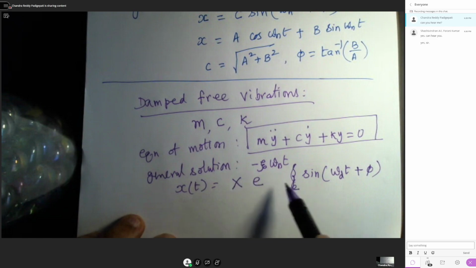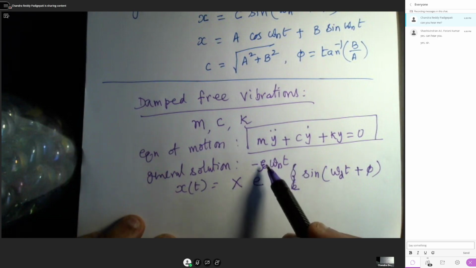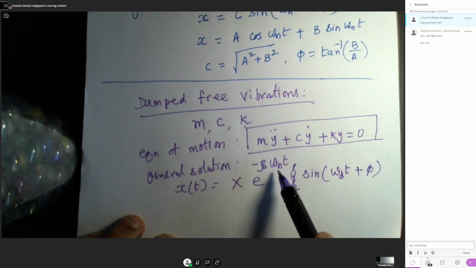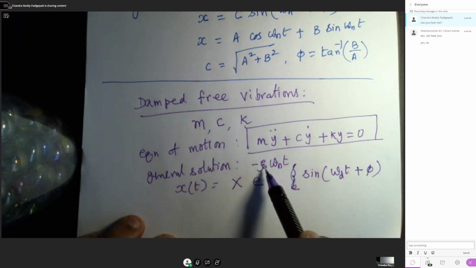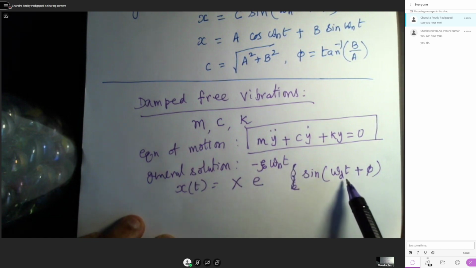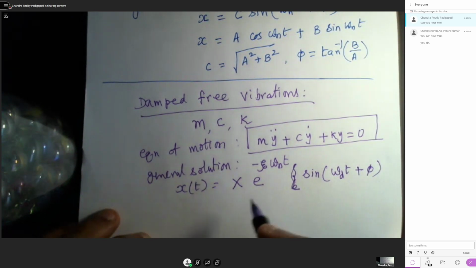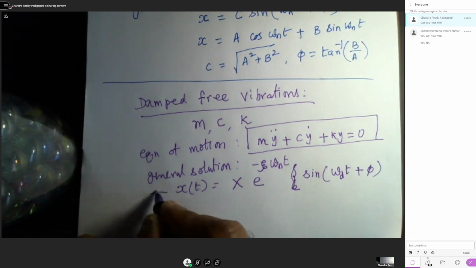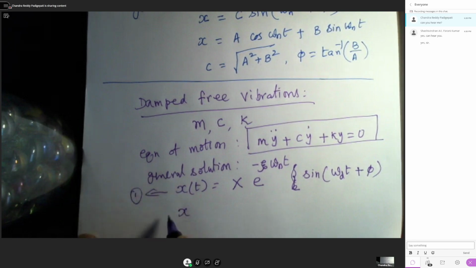So this is in one format. We can write x, the amplitude, exponential power minus eta omega n t, where eta is the damping ratio and omega n is the natural frequency, times sine omega d t plus phi. We can also write this in a different format.